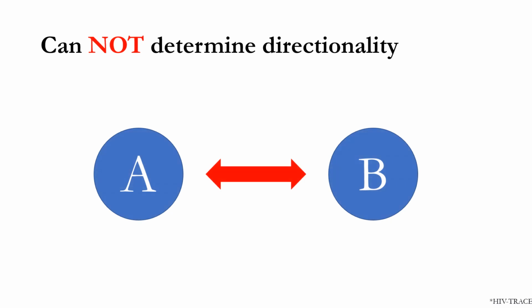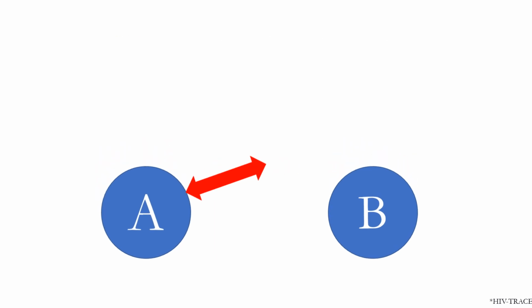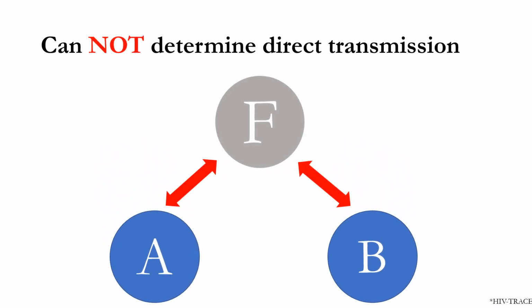There are a few things we need to keep in mind. The tools health departments use cannot tell us who passed HIV to whom. They just show that certain people share the same virus type. We also cannot be sure that one person directly gave HIV to another, as there could be another person involved who has not been diagnosed, or we don't have their HIV data.